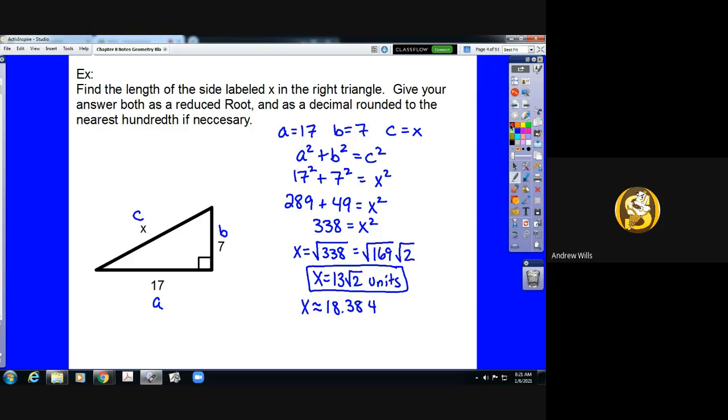18.384. And again, the only reason I'm writing the third digit down is so we can look to see for rounding. 4 is less than 5, which means that we would round down. And our approximate answer would be 18.38 units. Again, reduced root and decimal answer.